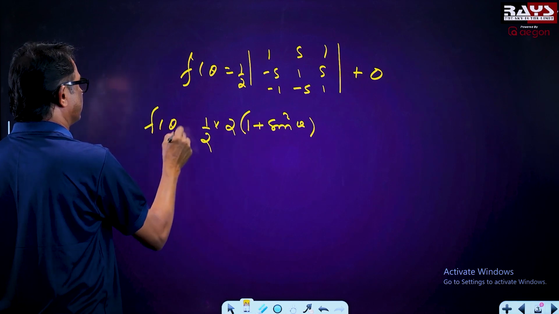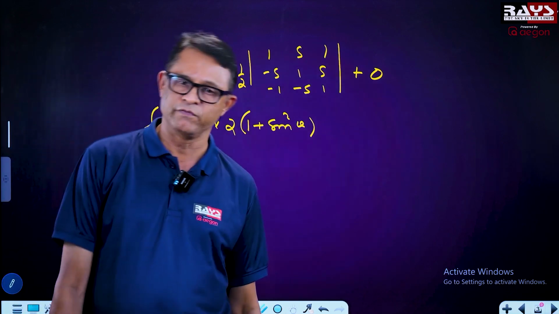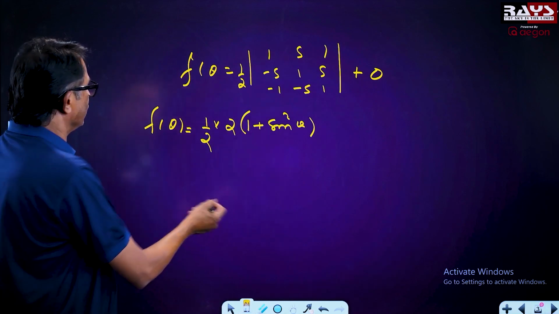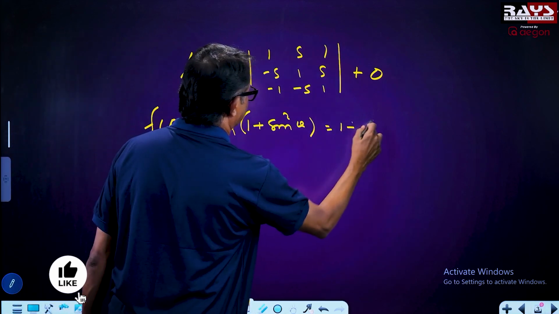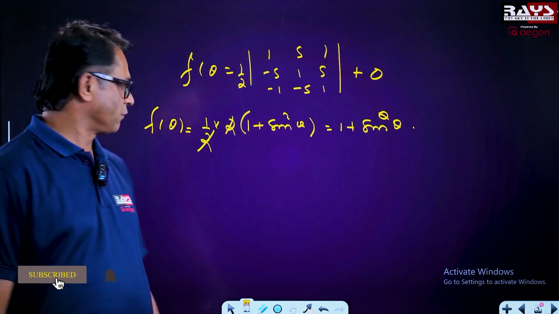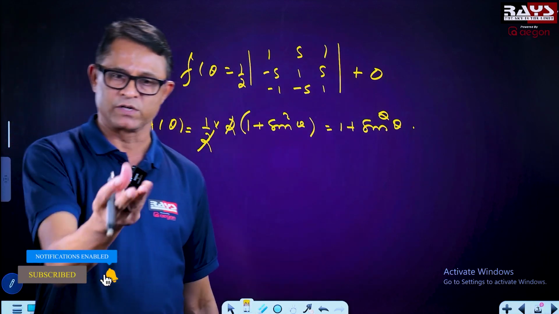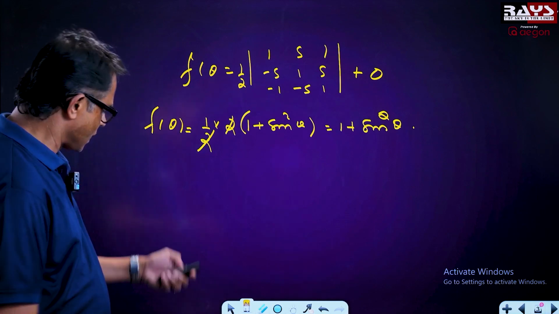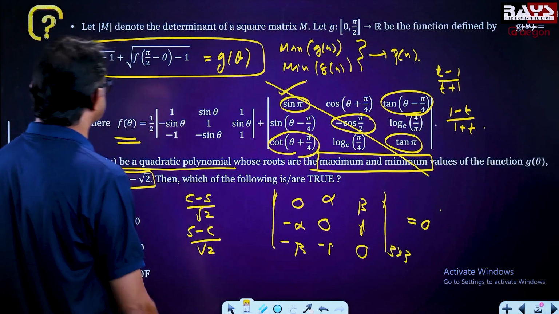So this is what f of theta. So f of theta is equal to half into 2 into, that means finally you will be getting sin square theta, 1 plus sine square theta. So f of theta is nothing but a very simple trigonometric function, 1 plus sine square theta.